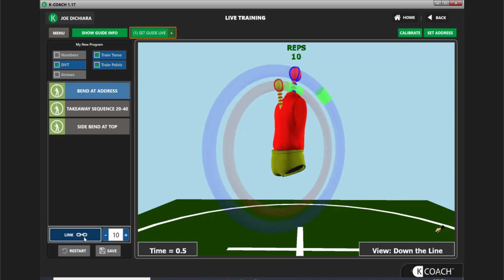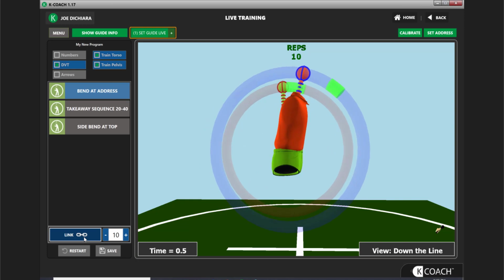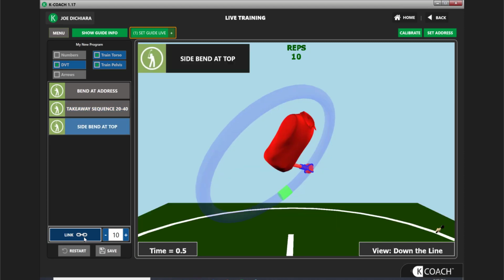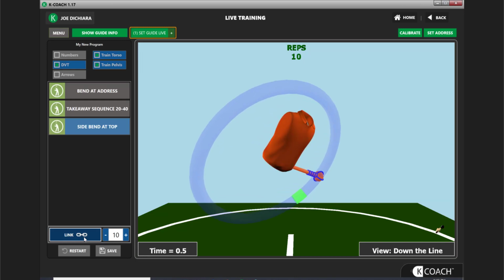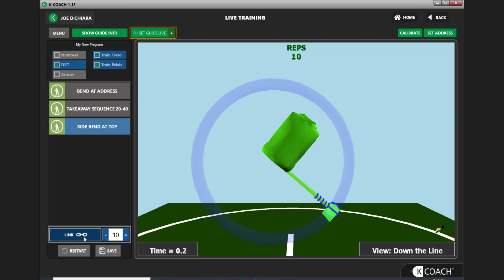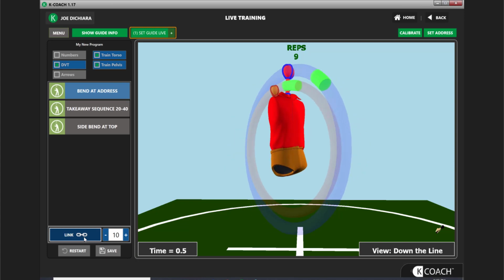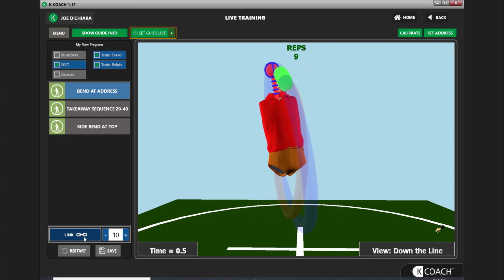I'll link them so that they're the same points on the same swing. Okay, so I'll get in my posture. Then I will make sure that the upper body starts to take away and I get into that 20-40 position. And then I'll work my way up to the top of my swing, to the side bend mark. And then it'll take me right back to bend at address. Okay, so that's how I would work through this 3-point program to help correct flat shoulders.